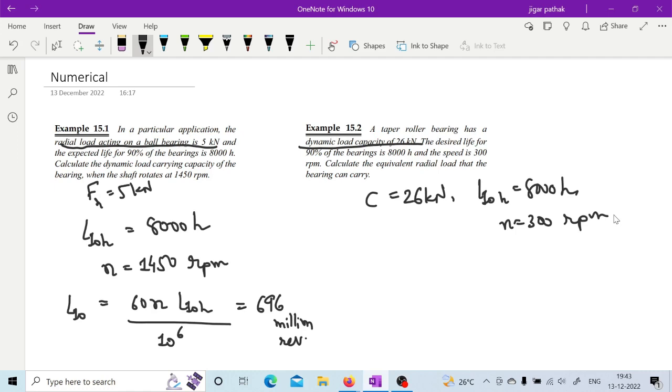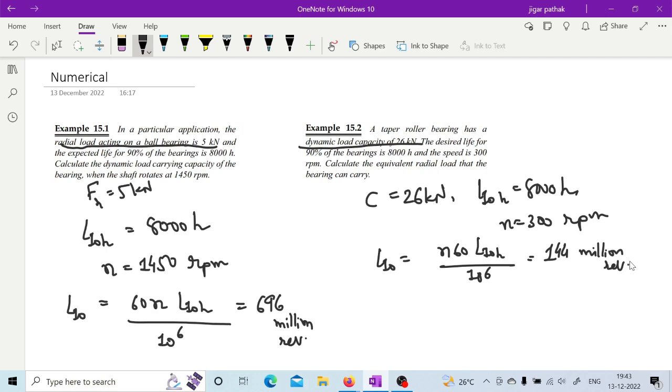From this, first you can calculate the million revolutions, as previously. So 60 into 300 into 8000 by 10 raised to 6. What is that? 144. So it is around 144 million revolutions.